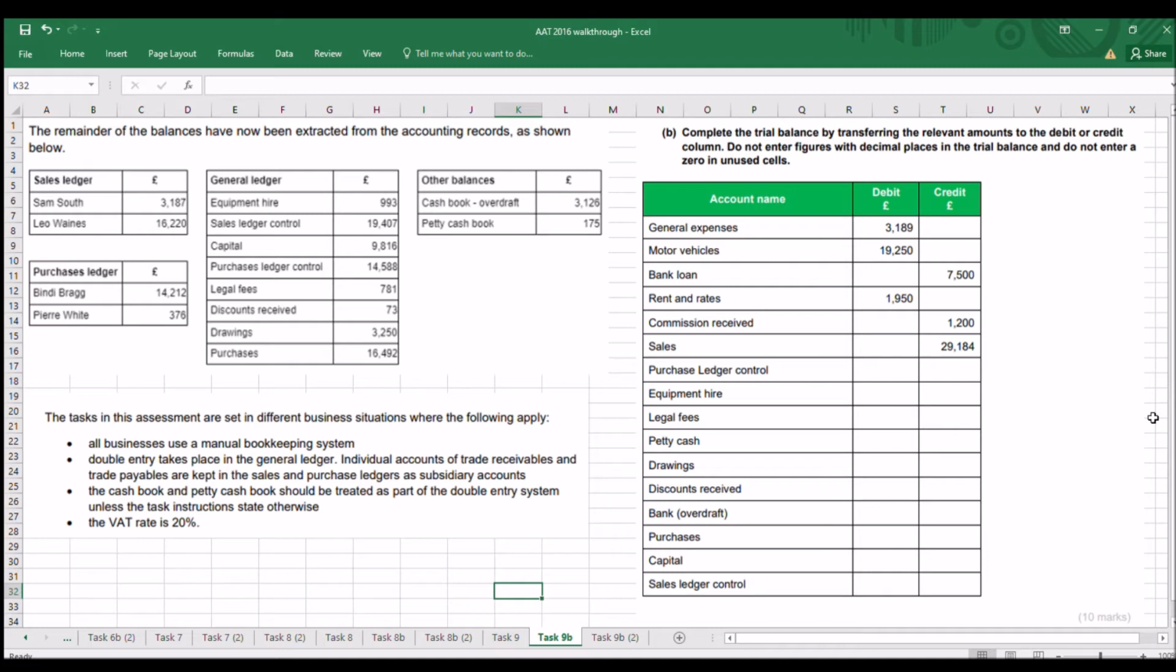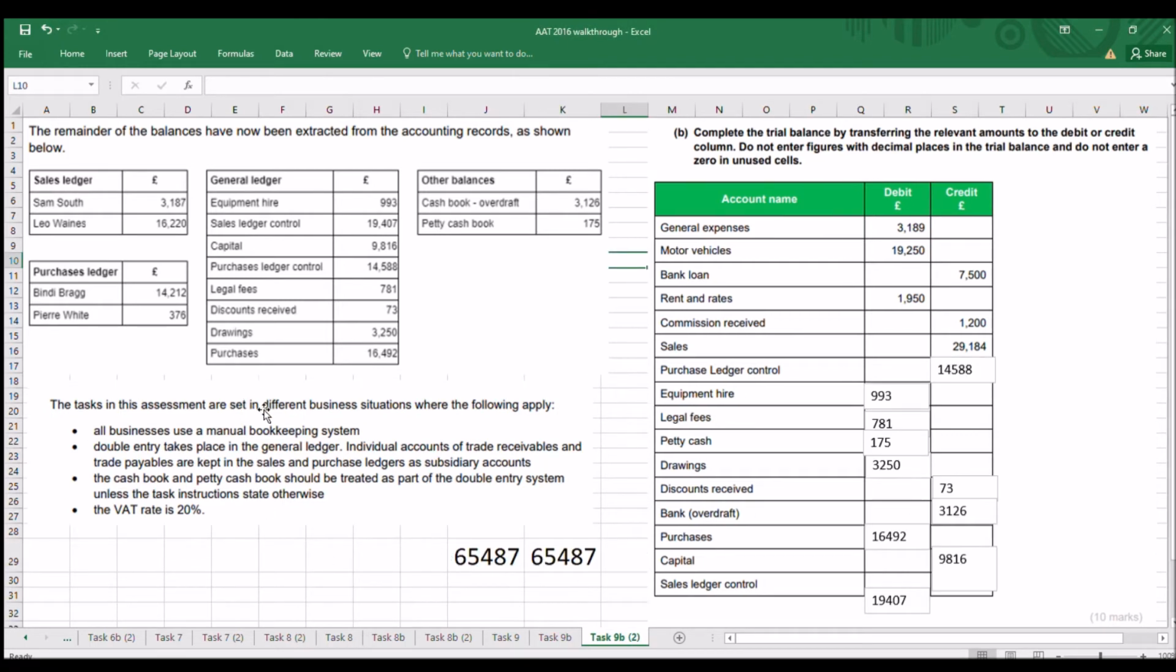So you should hopefully be coming up to the answer now. Okay, so I'm going to take you through the answer. Here's the answer here. So let's go through here.